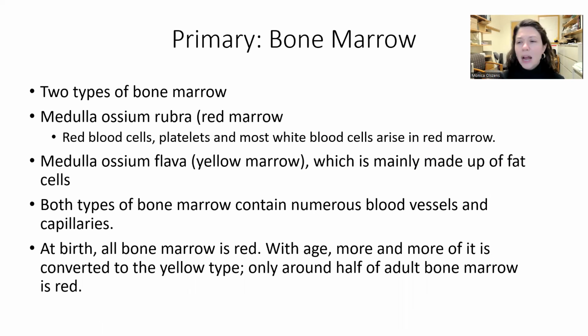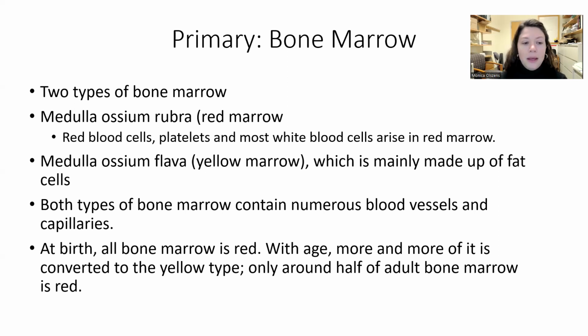All right, so let's talk about the primary ones first. We'll do bone marrow because it's the most complicated, and then we'll talk just briefly about the thymus, but I have an entire T cell lecture where we'll go in depth into the thymus. That'll be a few lectures from now. All right, so there's two types of bone marrow, and now we're gonna do some Latin.